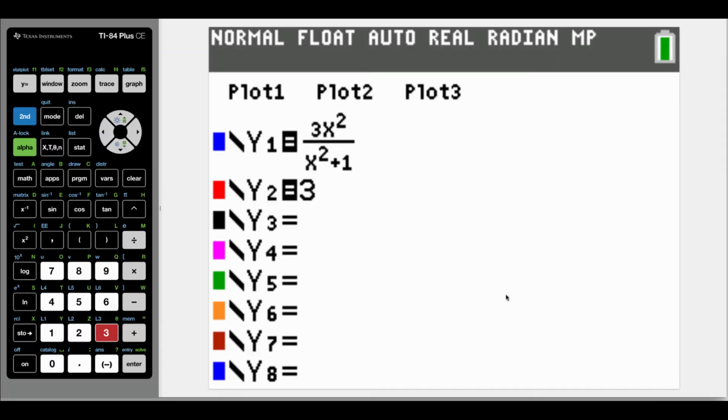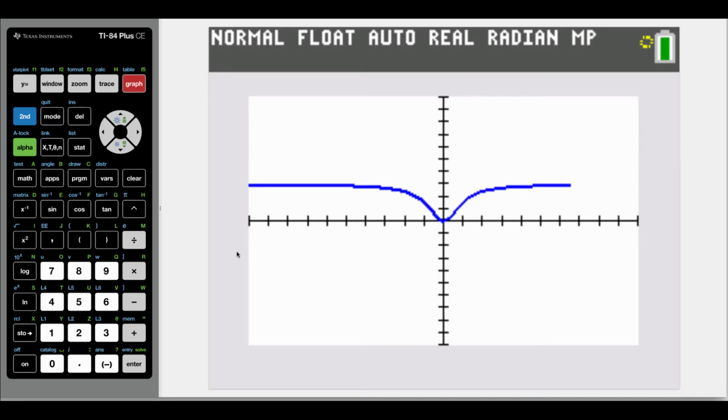So in my calculator, I have both of my new equations typed in, 3x squared over x squared plus 1 and y equals 3. So if I hit graph, as we're working our way out to the far right-hand side, we can see that our graph is approaching that y value of 3. And same thing on the left-hand side. As we're working our way further to the left, again, our graph is approaching that y value of 3.